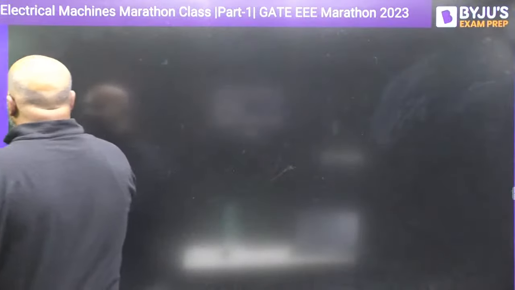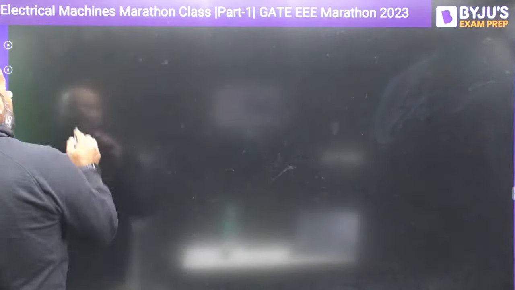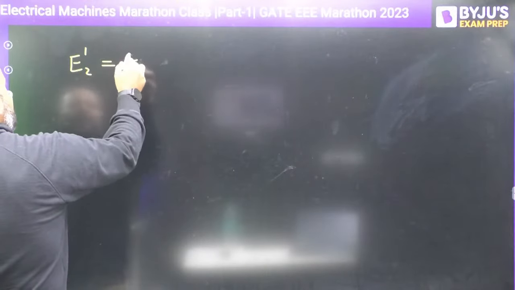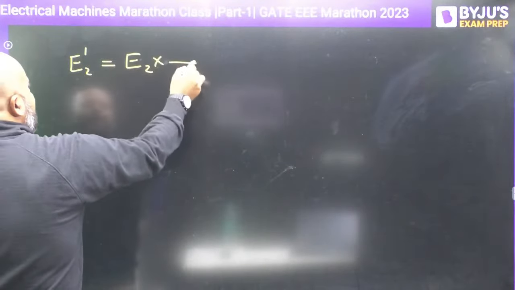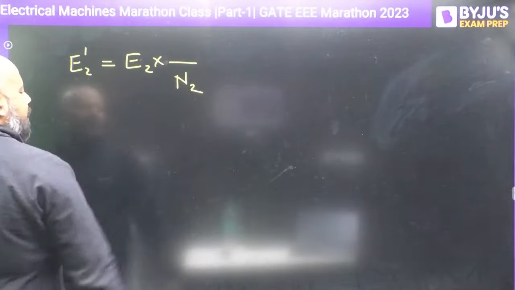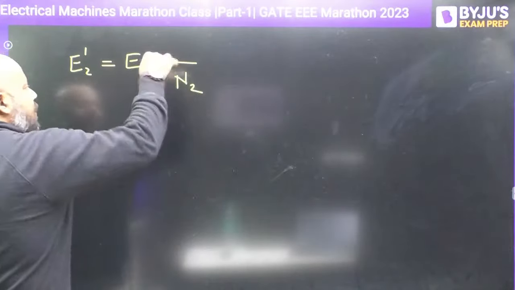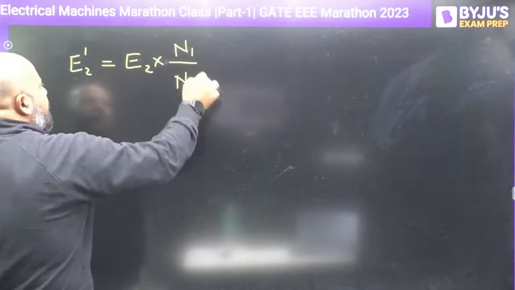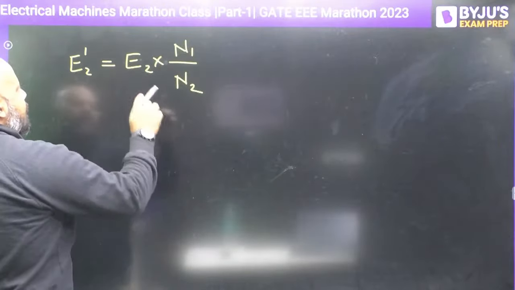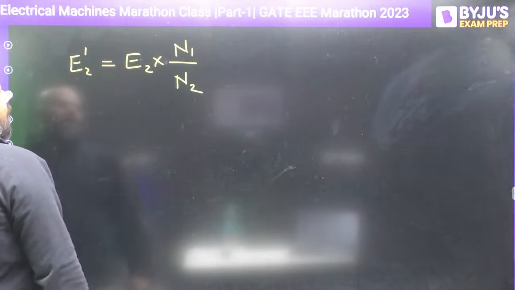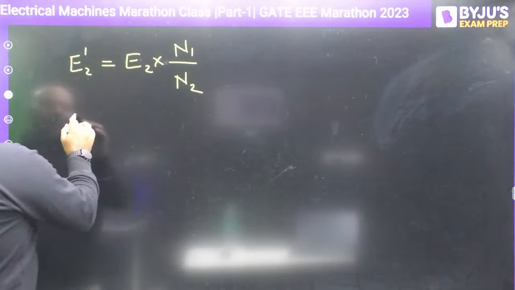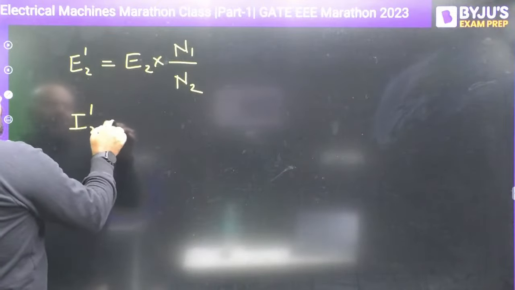Let us first understand how we are writing E2 dash. For E2 dash you have to rationalize from where you are coming, the secondary side, so the number of turns is N2, to where you are going, the primary side, where the number of turns is N1. So this is how you are going to write E2 dash. Is it clear? How are you writing I2 dash?